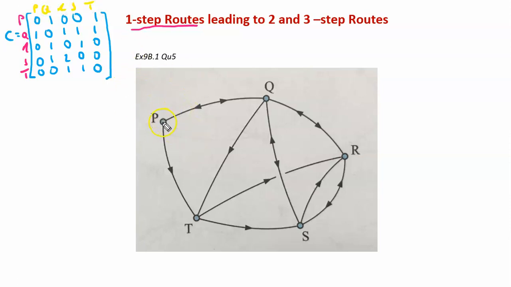Unless there's a loop round like this for P, there's no way to get back to itself in one step. We're only looking at one step here, or just recapping one step, so we can see that's the case. All right, so you should have that answer. That was question 5, which you should have done. But now what we're going to do is lead from there into looking at 2 steps.